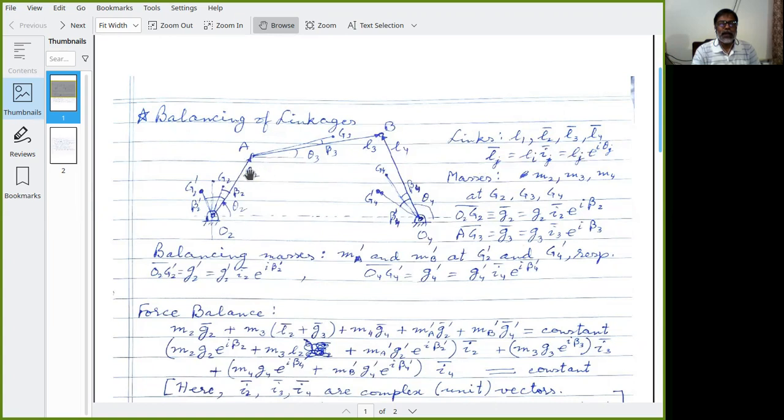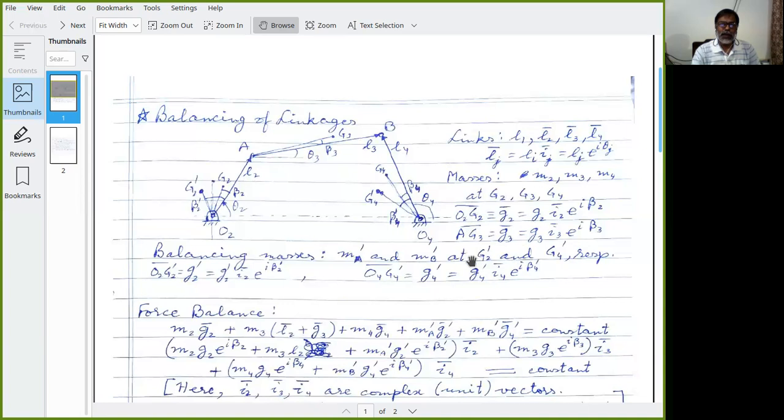Now, the masses of the moving links, M2, M3, M4, as we would expect, are at G2, G3, G4. Intentionally, the centers of mass have been put a little out of the line of the link, to improve the generality. Now, the position of the mass center, O2G2, is the complex number G2, which is the magnitude G2, this length O2G2, into the unit vector along this length, further multiplied by e to the power i beta 2. Well, beta 2 is this little angle by which it is away from the link direction.